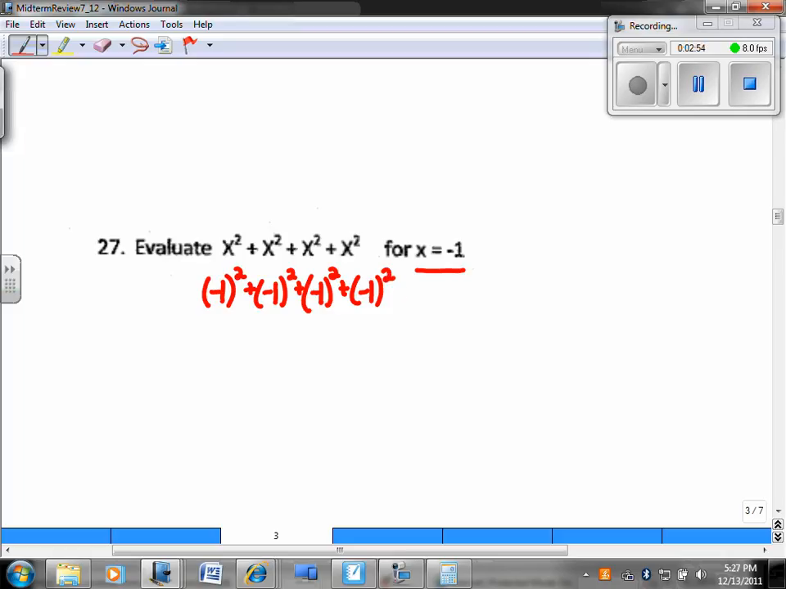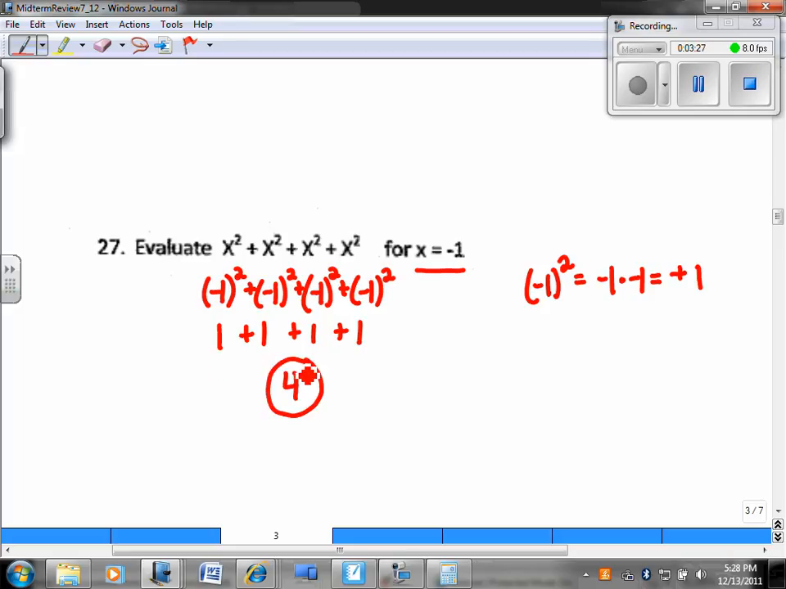Okay, what does it mean to square a number? Squaring a number means to multiply it by itself. So negative 1 squared means negative 1 times negative 1. Anytime you have a negative times a negative, that becomes a positive. So we know it's going to be positive, and then 1 times 1 is just 1. So negative 1 squared is 1. So this is going to be 1 plus 1 plus 1 plus 1, and that equals 4.